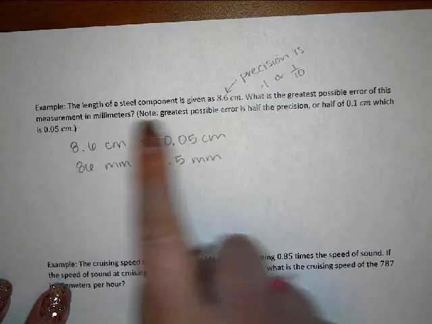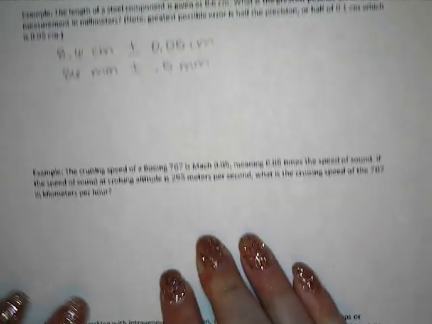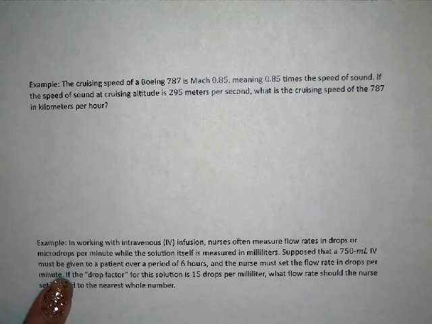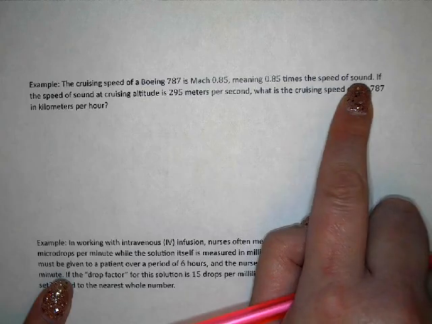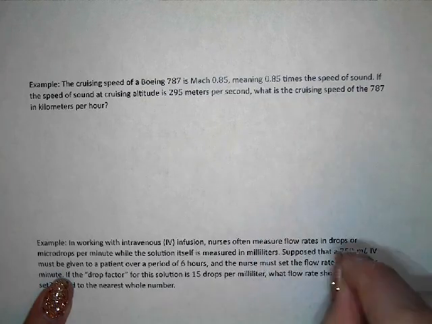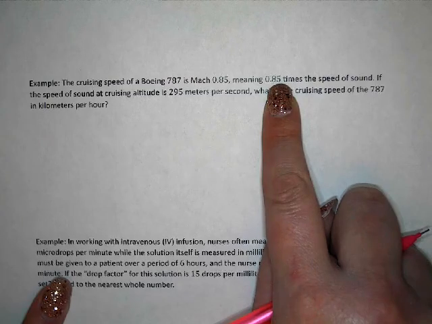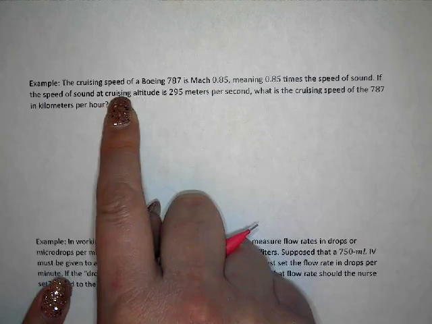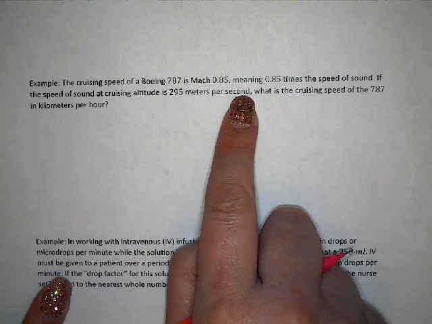All right, the cruising speed of a Boeing 787 is Mach 0.85, which means 0.85 times the speed of sound. So there's the speed of sound, and then a little bit less than that is how fast a Boeing 787 is. So it says if the speed of sound at cruising altitude is 295 meters per second, what is the cruising speed of that airplane? If we put it in kilometers per hour.